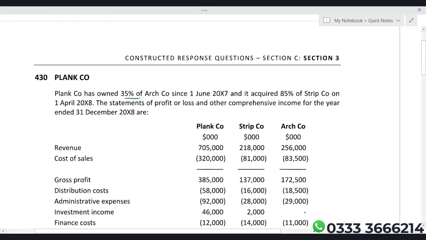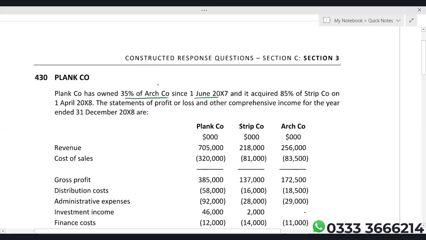Blank company has owned 35% of ARC company on 1st June X7. A very important point. Normally, when the parent gets a holding between 20 to 50%, we normally consider it an associate. And when it comes to an associate, number one, we do not consolidate it, meaning we are not going to merge the sales of the associate with the sales of the parent. We don't do that. Basically, in group P&L, we just take the share in associate's PAT. And by using the equity method, we calculate the carrying amount of the investment in associate.